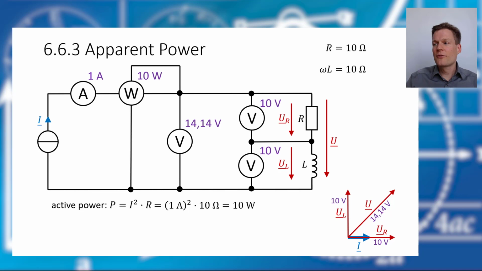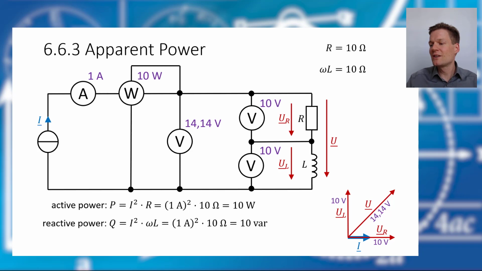And now we have the reactive power. The reactive power can be calculated in the same way, but if we have an inductor or a capacitor, then we know that this is reactive power. And if we put in our number values, this also leads to a value of 10, but we don't call this watt reactive power, we call it volt ampere reactive.